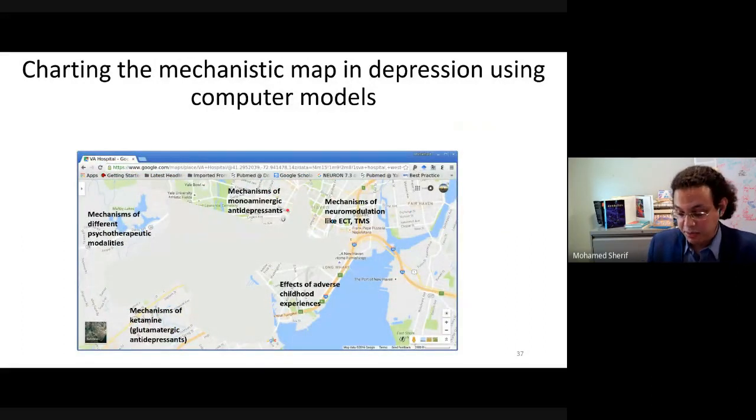So I'm coming back to the notion of how the gaps would be identified or clarified when we start implementing. If we think of the neurobiology of depression as a map, and here we are trying to understand how ketamine helps as an antidepressant, we can start developing other models for how different factors affect depression, like adverse childhood experiences, how ECT or electroconvulsive therapy and TMS or transcranial magnetic stimulation help with that, and how different psychotherapies help with depression. If we have models for each of these, they would be ways to clarify the territory of the neurobiology of depression.